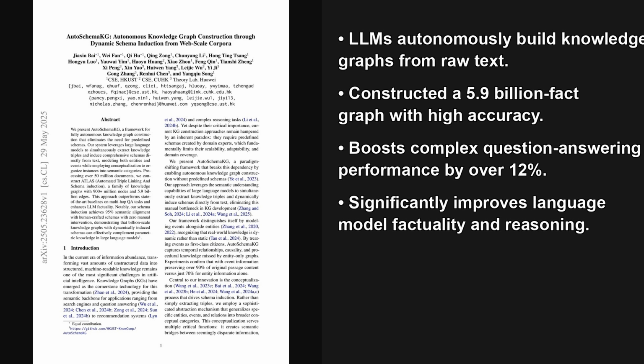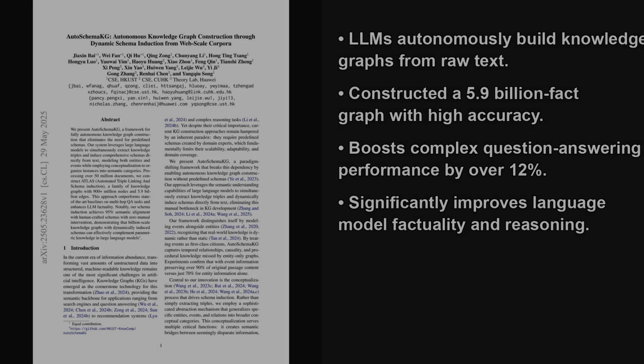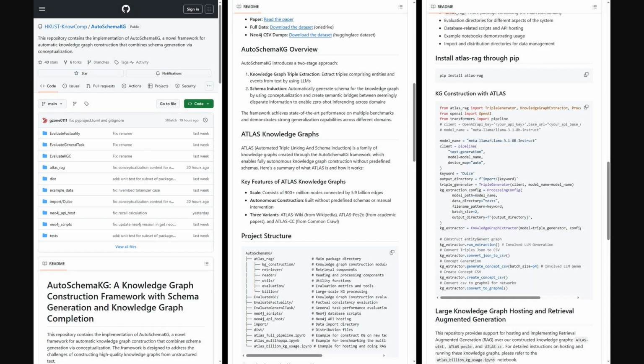The scale is huge. They built a knowledge graph with over 5 billion connections from 50 million documents. And if you want to get your hands dirty with this, the authors have also released all the code. The repository has the full implementation of AutoSchemaKG, with evaluation scripts and helpful Jupyter notebooks. These guides show you how to build your own knowledge graphs or even run what's called Retrieval Augmented Generation, or RAG, using their data. This technique, Retrieval Augmented Generation, helps an LLM ground its answers in facts by first retrieving relevant information from a knowledge base, like this one, before generating a response.